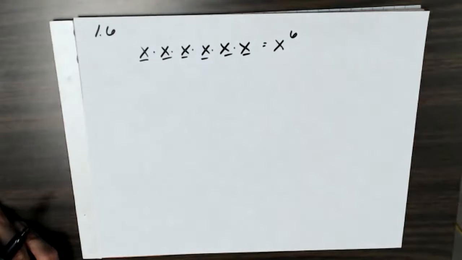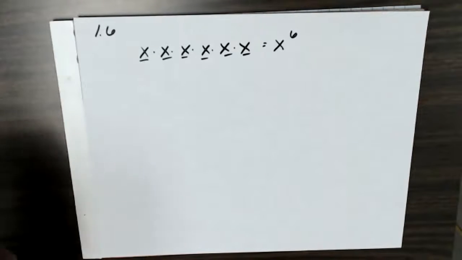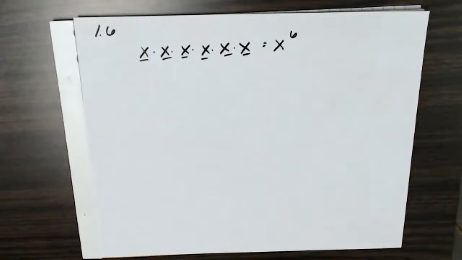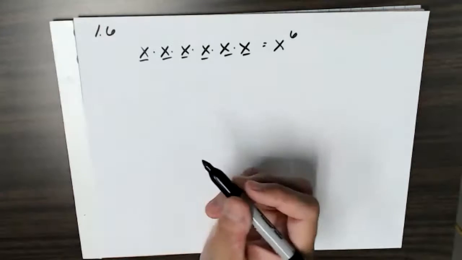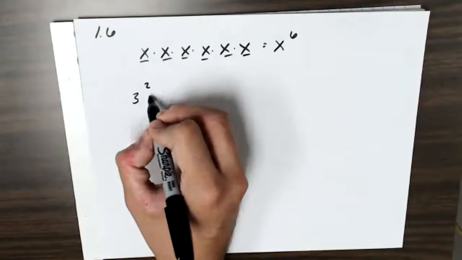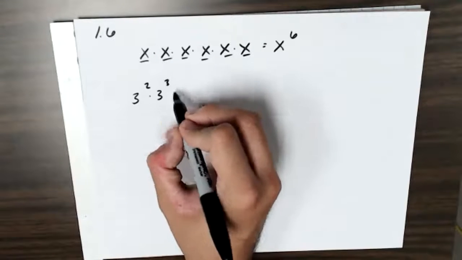Because of this, other rules started happening, and they really all come back to just making it more efficient on paper. That's just the best way to think of it. So if we look at something where we had a number, let's say we had 3 squared times 3 cubed.